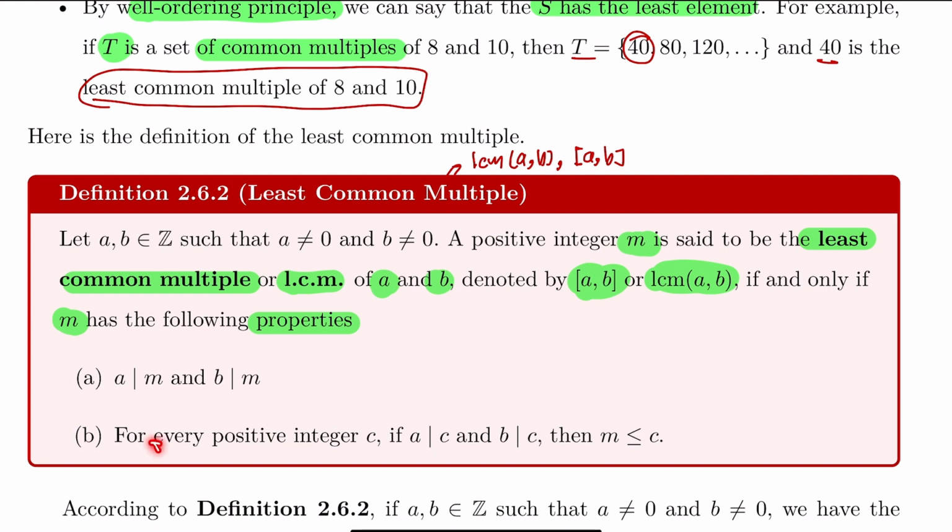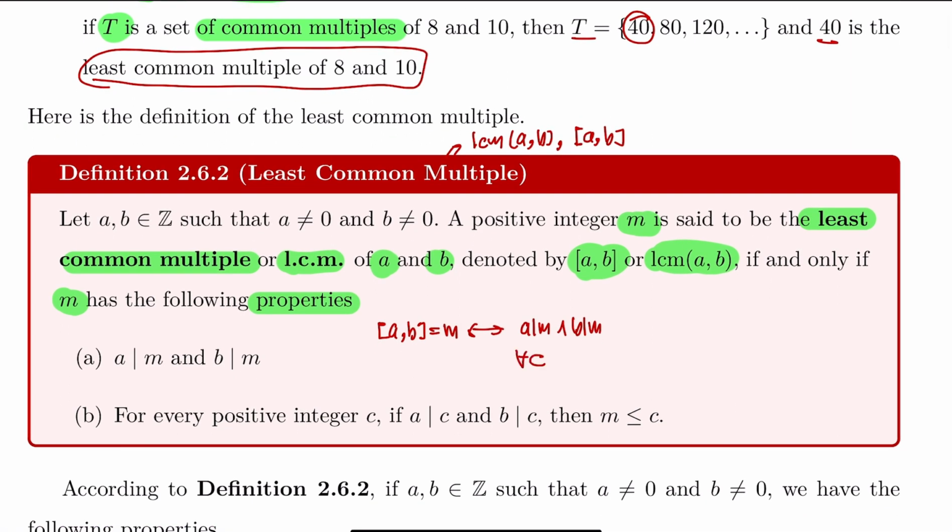If for every positive integer C, A divides C and B divides C, then m is less than or equal to C. So the least common multiple of A and B is m if and only if, number one, A divides m and B divides m, and number two, for all positive integers C, if A divides C and B divides C, then m must be less than or equal to C. This is the definition of the least common multiple.